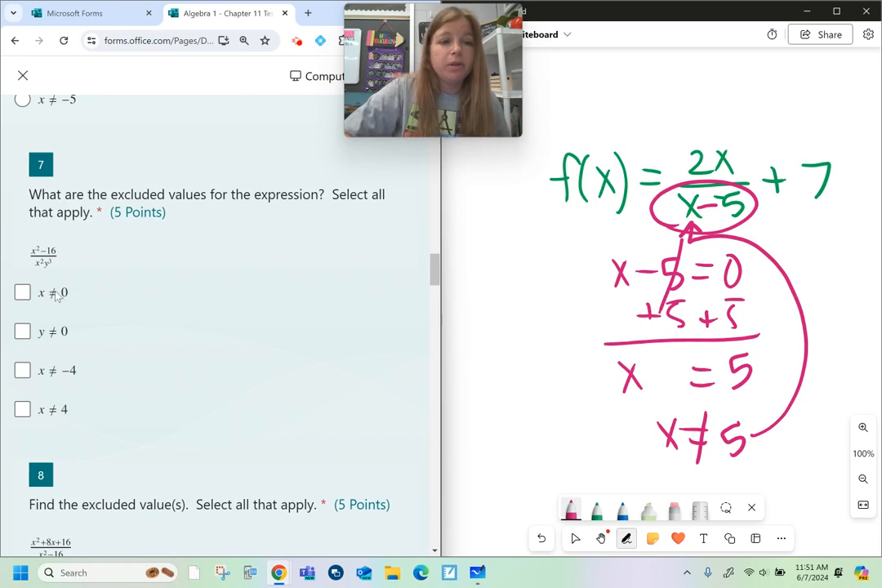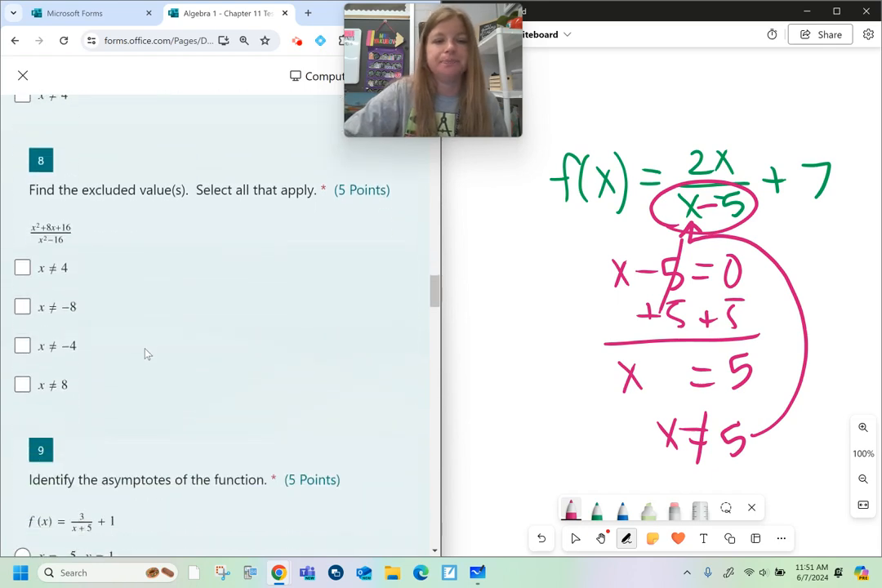Now, when you have more than one variable, x squared y to the third, and I'm asking for excluded values, I can't have values that make the denominator 0. And 0 times anything is 0. So x is not allowed to be 0, and y is not allowed to be 0. They could be any number in the world except for those values.